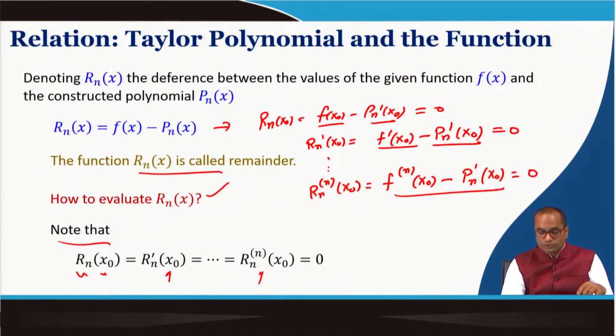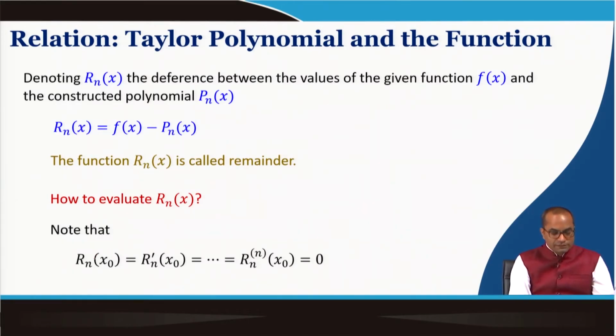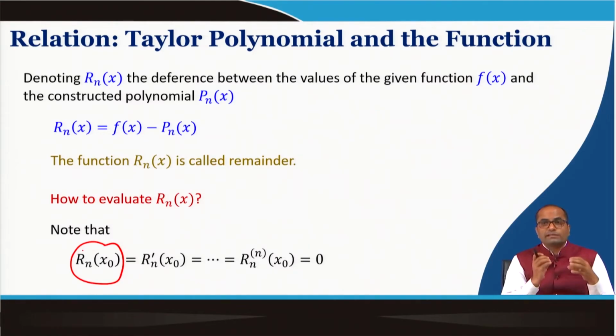So this will be also 0. So we have this observation that the Rn at x naught, in fact all these derivatives, the first order, second order up to nth order, they will be 0.